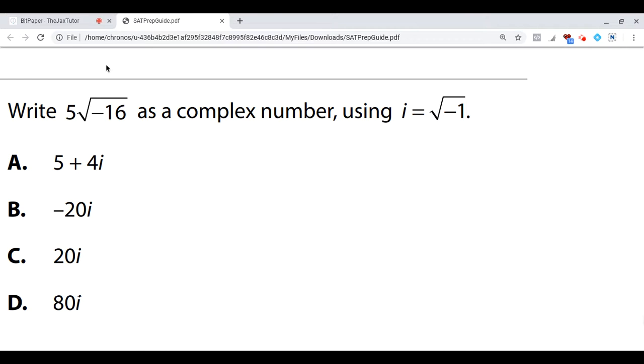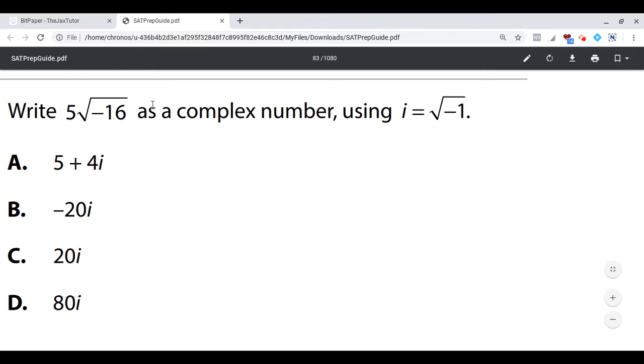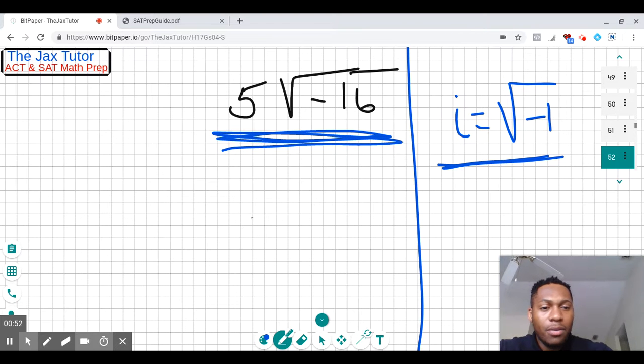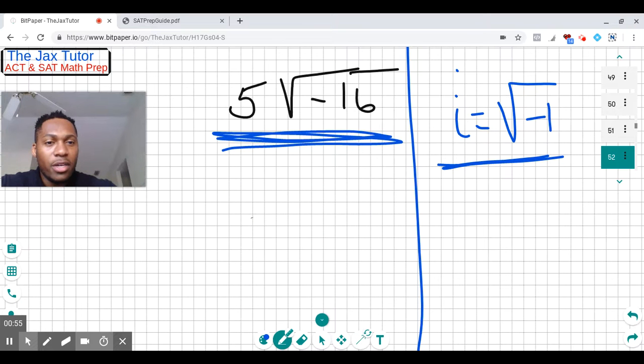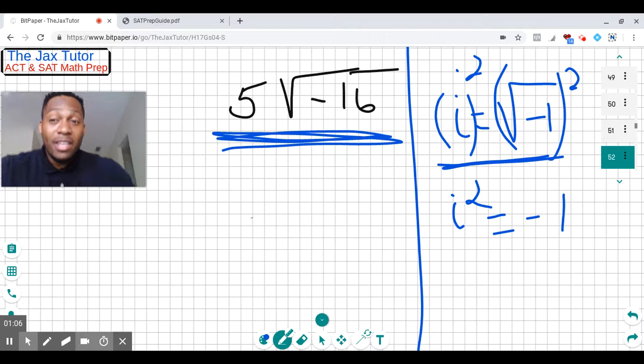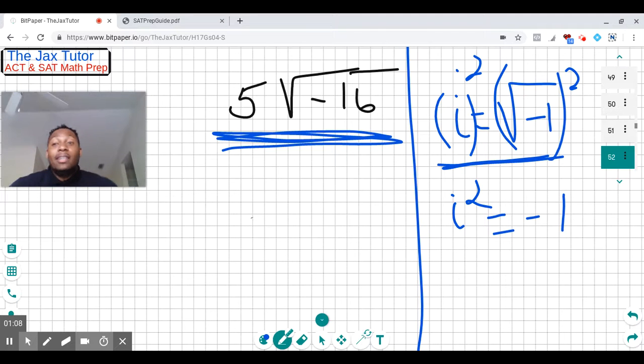So let's see what they gave us. They ask you to write 5 square root of -16 as a complex number using i is equal to the square root of -1. So if I have i is equal to the square root of -1, let's see if we can square both sides of this thing. I'm not doing anything special. So i squared would be equal to the square root of -1 squared, which is -1. You may already know this, because usually they would write i squared is equal to -1.